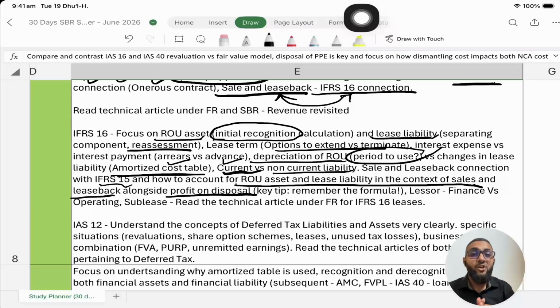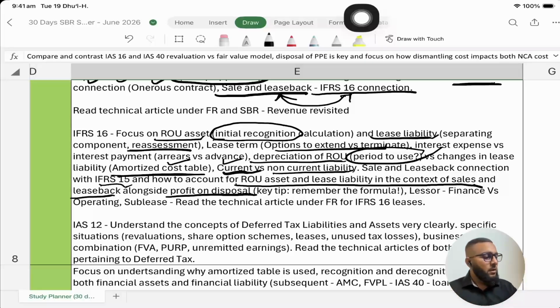Now for this, go back to the tutorial, look at the formula I have given to you. What is that formula? That formula is the golden formula that you will have to know and follow in order to recognize or account for the ROU, the lease liability, as well as the profit on disposal in the context of sale and leaseback.